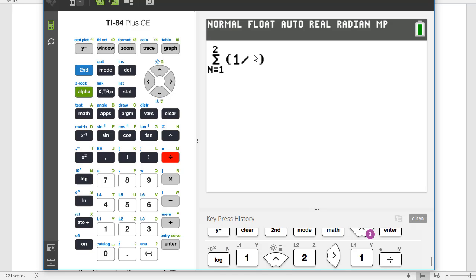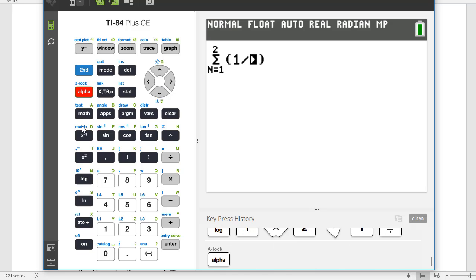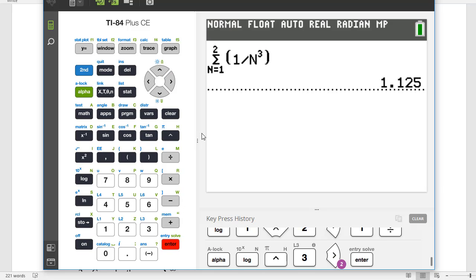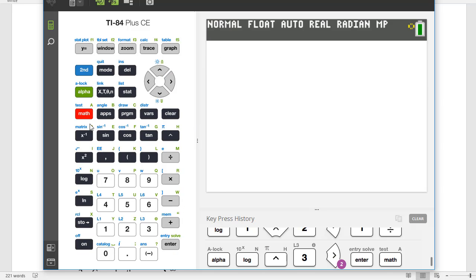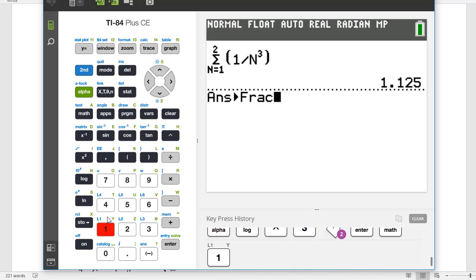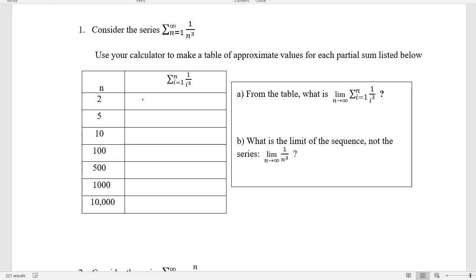Notice it's not in alpha anymore, so I have to hit alpha and then n, and then I will cube that. So here's 1 over n cubed from 1 to 2. Here's the sum of the first 2 terms, and I should be able to do math fraction, and it'll give me the 9/8 that we got. It can typically handle smaller decimals. So we see 1.125 is the value in my first table. So this is the sum of the first 2 terms, 1.125.